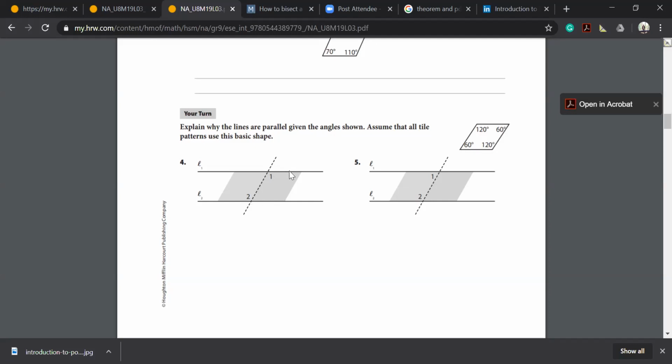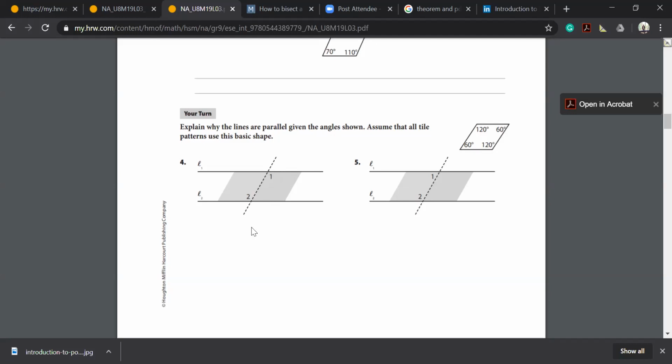Let's consider all the 4 angles that we have. 1 and 2, are they corresponding angles? Do they form an F together? Actually, no. For an F to happen, 1 will be with this angle, not this. So no, this is not a corresponding angle.